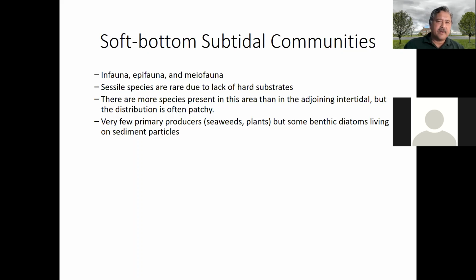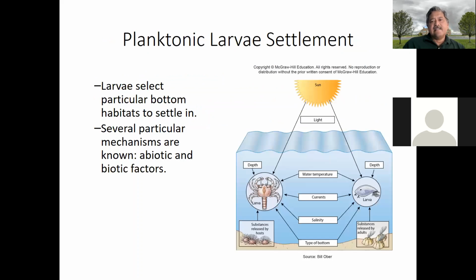Very few primary producers. Seaweeds and plants are the main primary producers in this type of environment in the continental shelf region. But there are microscopic protista called diatoms, and those live on particles. So that represents some of the food in this area that becomes part of the food chain and the nutrient cycle of this area. Alrighty.